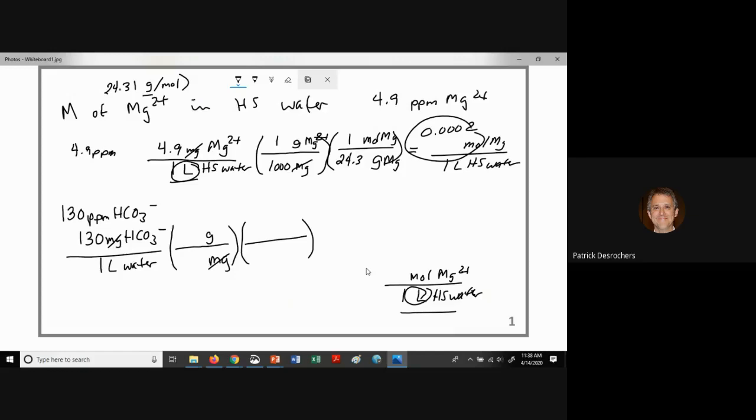So this should feel just like what we did before, where this is 1, that's 1,000. This is this. This is this. I need a number here. What number do you put there? Because I can't find bicarbonate on the periodic table. So how do you get the molar mass of bicarbonate?